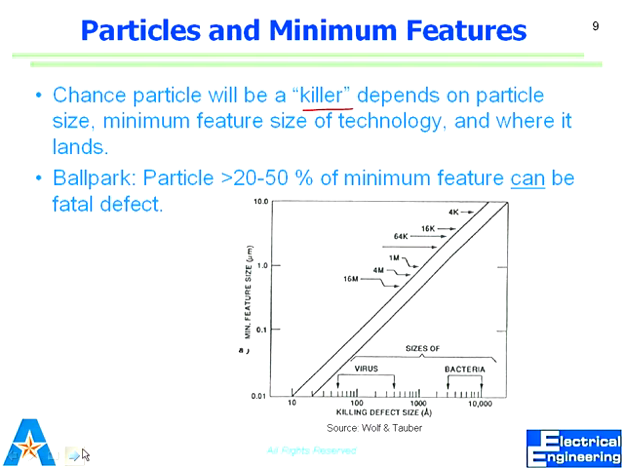And we defined the size of particles to be killers. They are 20 to 50% of the minimum feature size. Now there are a few new terms here. What is minimum feature size?